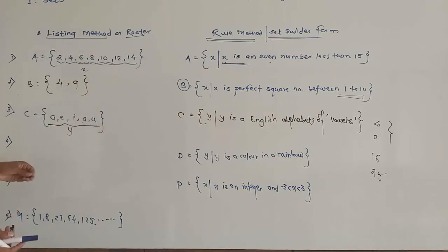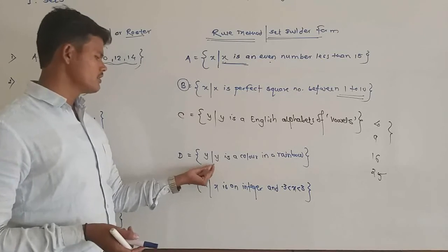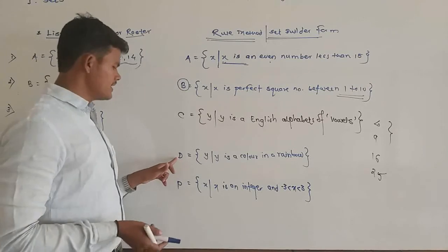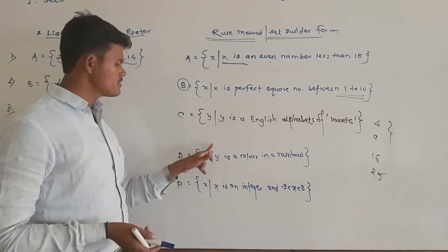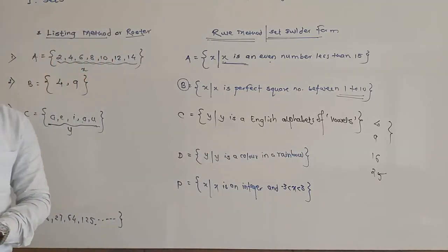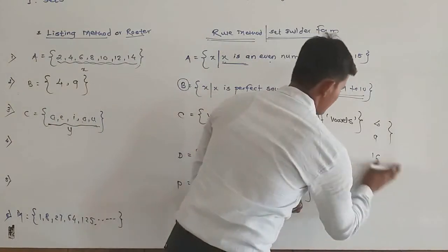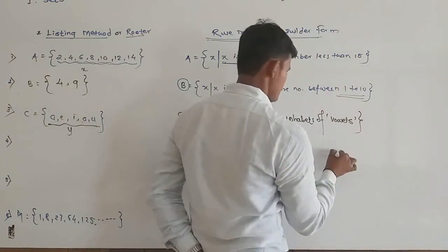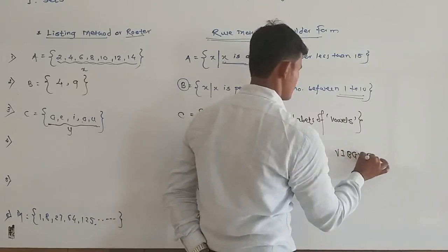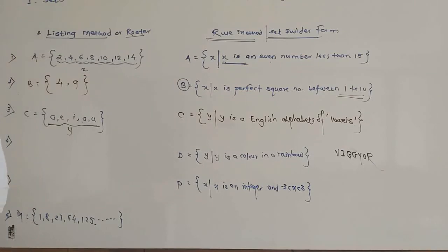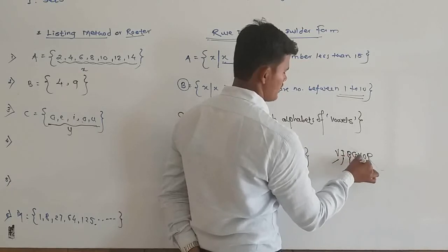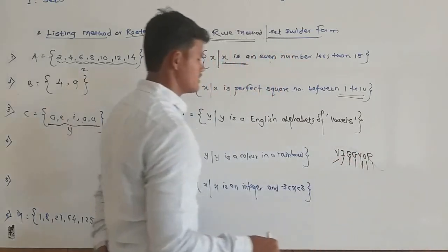Okay. Now consider the next example. It is given in rule method. We have to write it by using a listing method. So set D is a set of all y such that y is the colors in a rainbow. So which are the colors in a rainbow? There are 7 colors. We also know the shortcut for it. MUBJAR is a shortcut to remember colors in a rainbow. So violet, indigo, blue, green, yellow, orange and red are the colors in a rainbow.